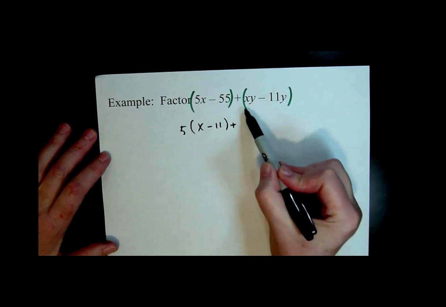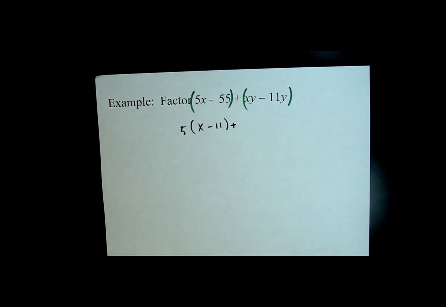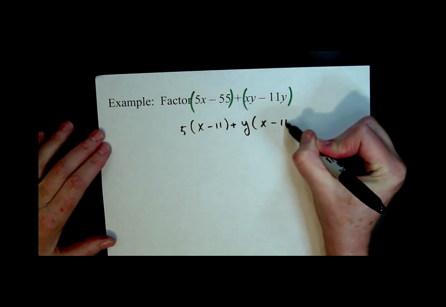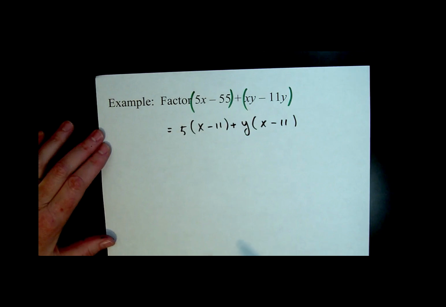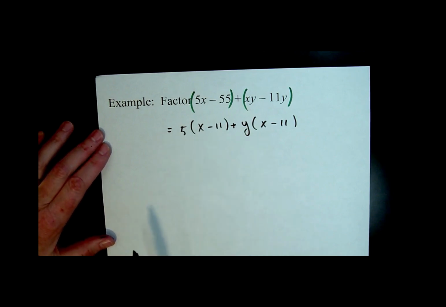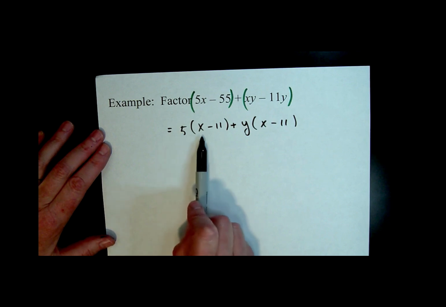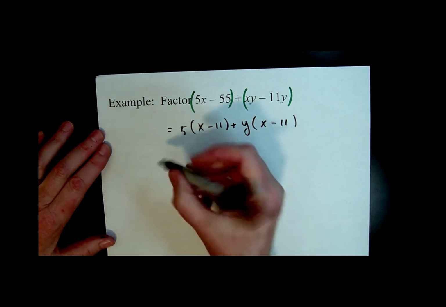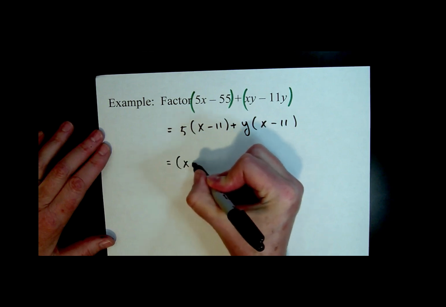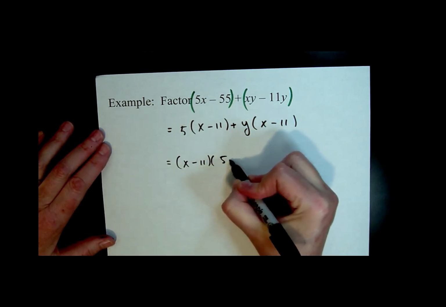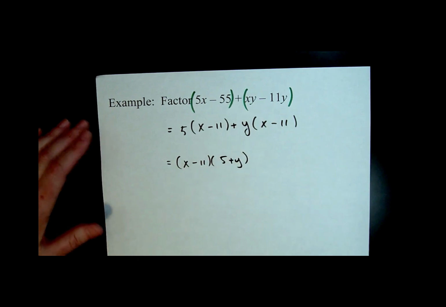I go on and ask myself, what can I take out of the second 2 terms? What's the GCF? And I answer myself, in this case, y. So I factor out a y. That leaves me x minus 11. And now I'm in one of those situations where I have a binomial common factor. So I have 5 times something plus y times the same thing. So I can undistribute that thing that had been distributed into 5 plus y. Okay, and there's my answer.